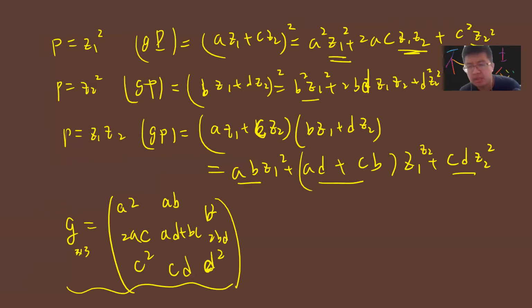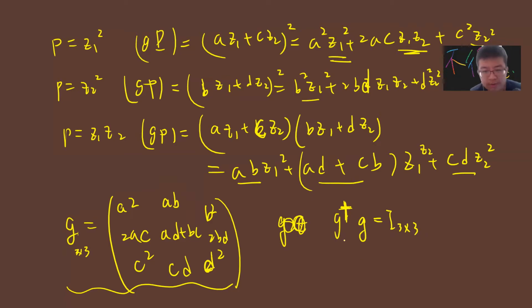This is the representation. Hopefully this is correct, and you can check it by yourself. This G basically satisfies the relationship that G dagger G is the identity, as 3x3 matrices. And also I think you can check that the determinant of G should be 1. So basically you can prove that this G forms a representation of SU2.